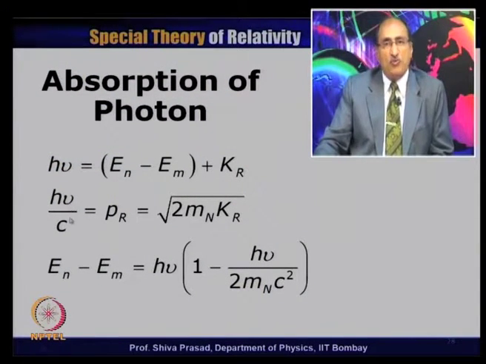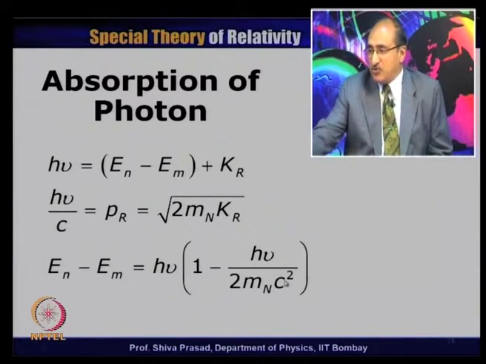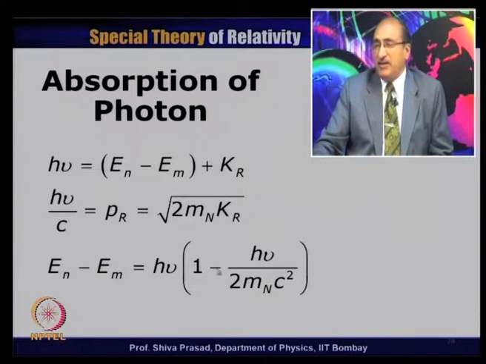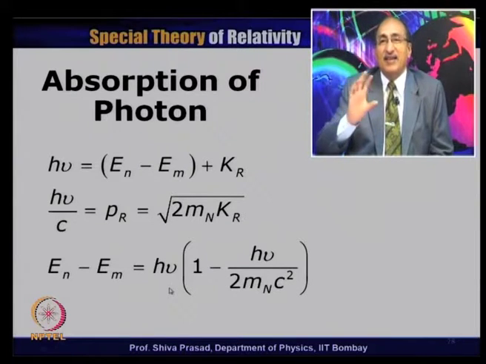Exactly in the same fashion, h nu upon c will be equal to Pr, and in this particular expression we will get En minus Em is equal to h nu divided by 1 minus h nu upon 2Mc squared. So you can see here there was a plus expression, here there is a minus expression. The photon energy in absorption will be slightly larger than En minus Em.